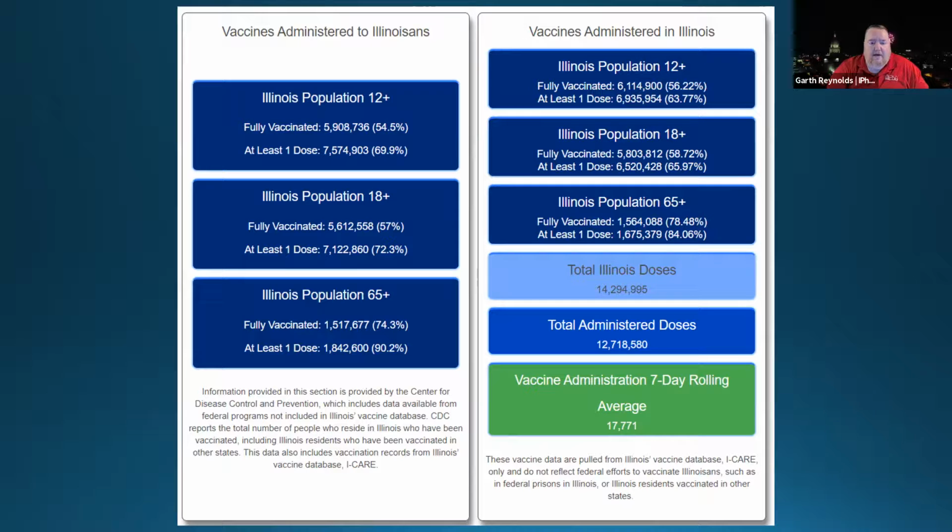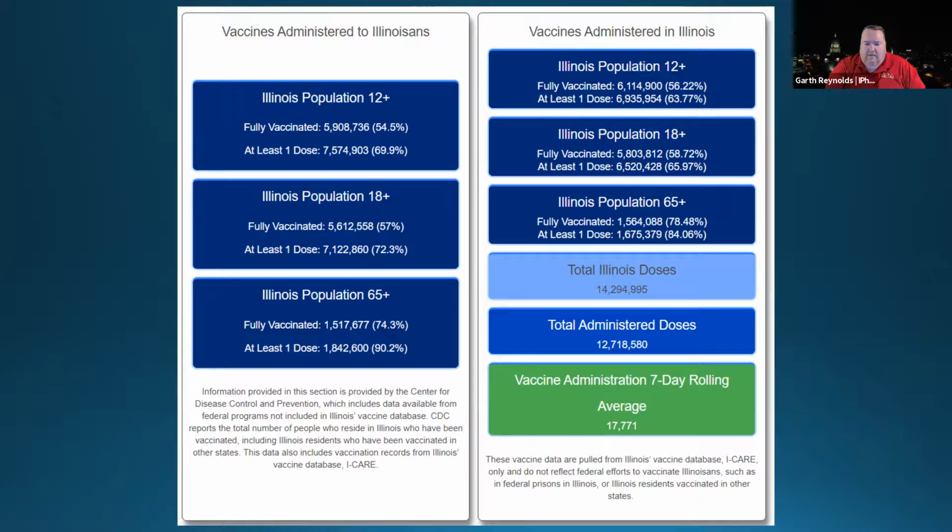But if you can see here, I'm glad the Department of Public Health is starting to split this into categories now. So we can see the adolescent population and our 18 plus, and then our seniors 65 plus. So we're doing pretty well. About 12.7 million doses have been administered, about 17,000 doses a day on average, and only about 14.3 in inventory that have been completely administered or dispersed out to the state. So we're doing rather well.